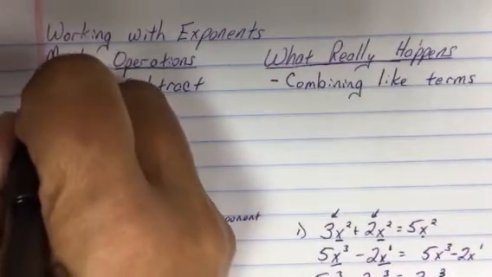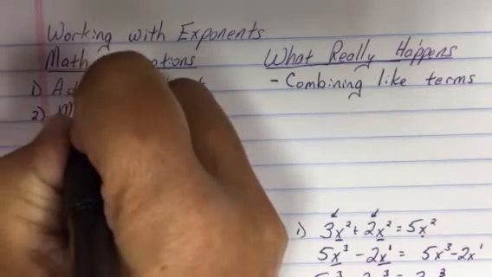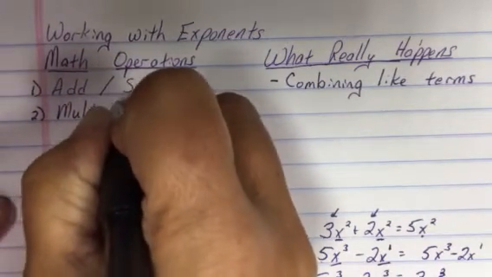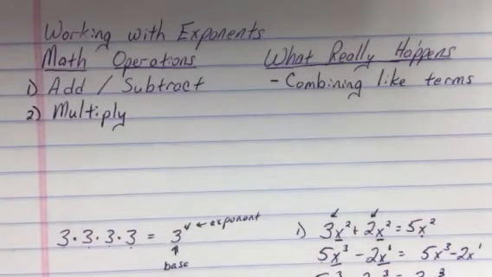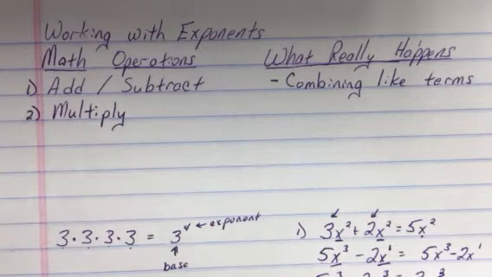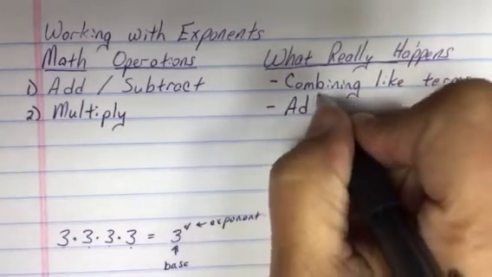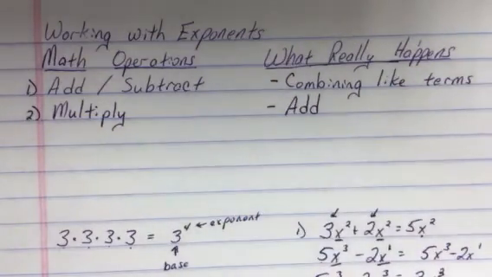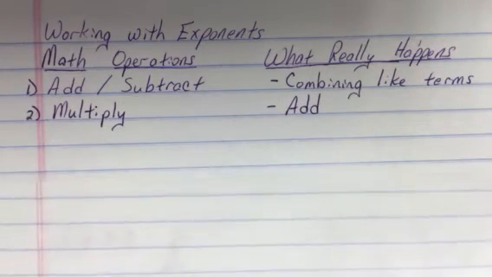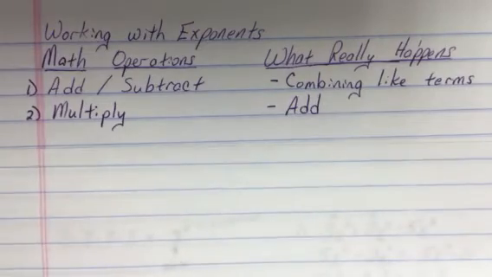Well, what happens when we multiply? Because remember, we do one step less. When we multiply with exponents, the coefficients do multiply, but the exponential part of the terms, they do one step less. Exponents add. So what does that look like?